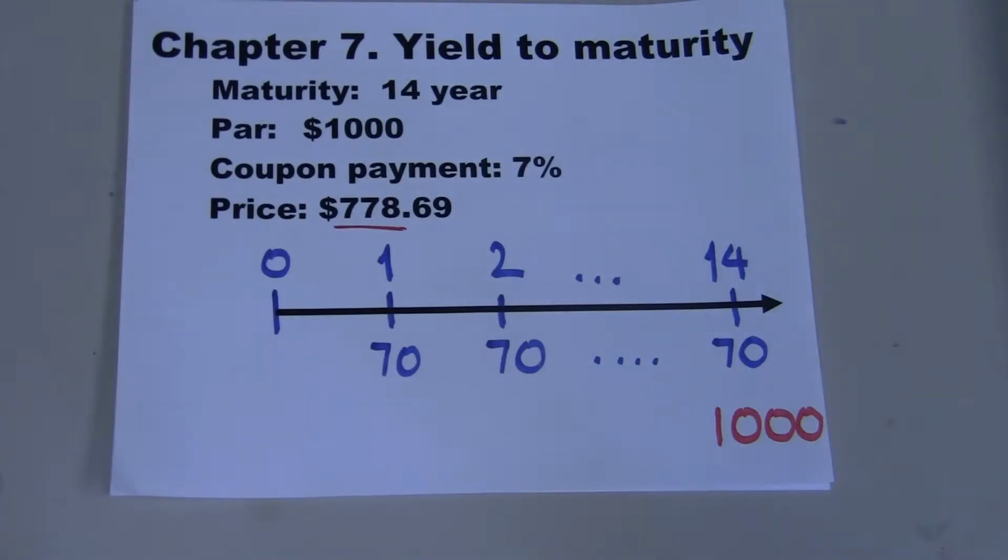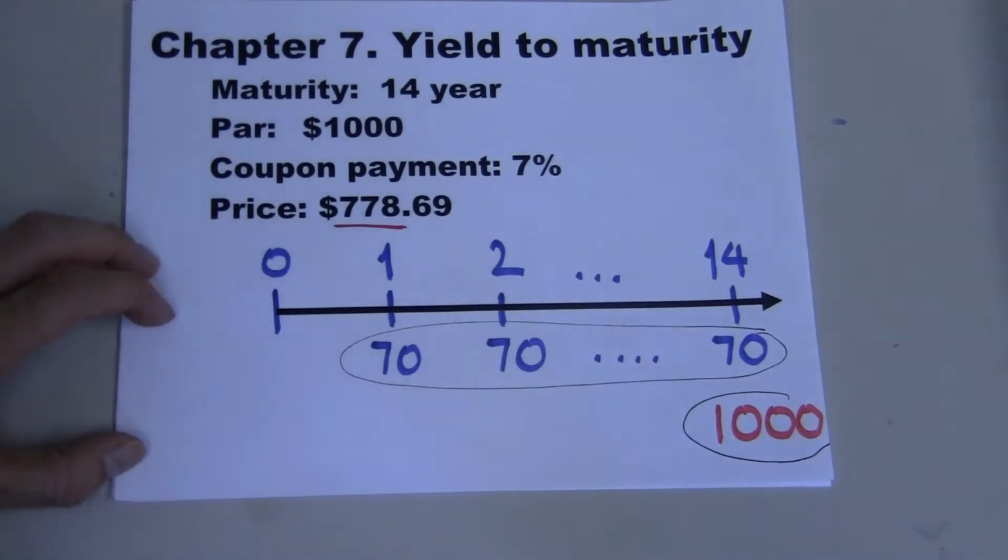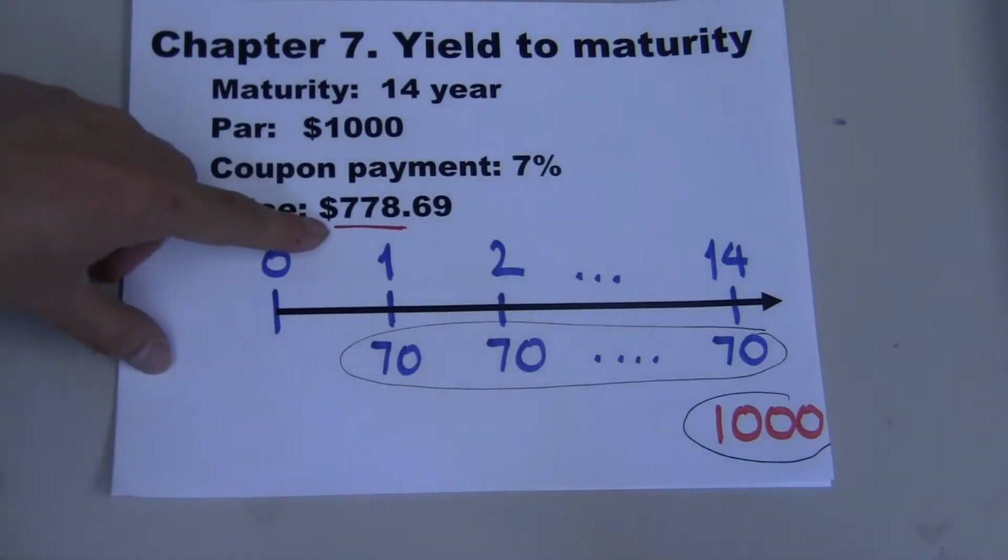First of all, I have to make it clear that if you have a financial calculator and you know how to use it, getting the yield to maturity is quite easy. However, if we don't use the financial calculator, it will be quite tricky. But in principle, the way to find the yield to maturity is to find a discount rate, or an interest rate, that makes the present value of all future cash flow equal to the price.